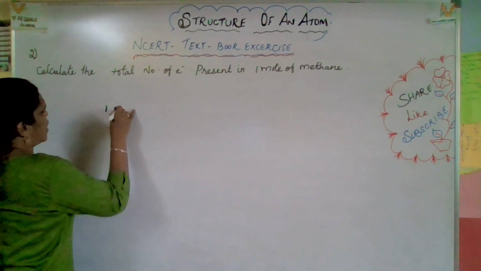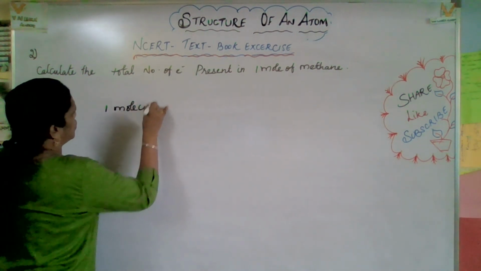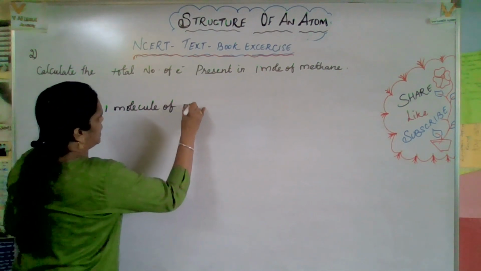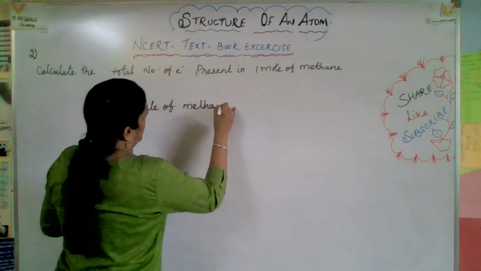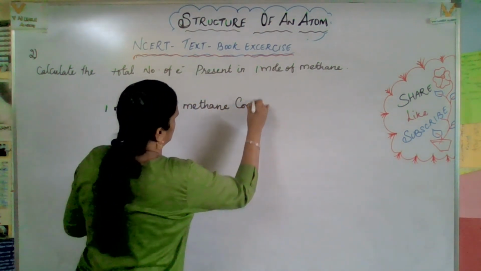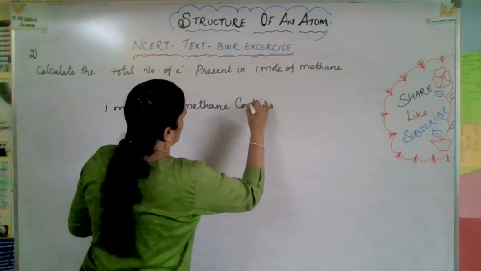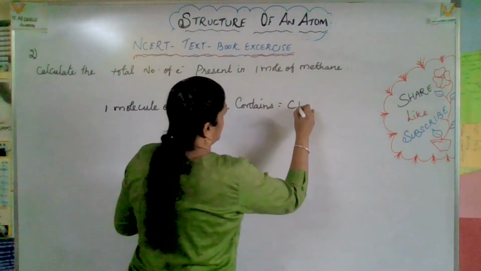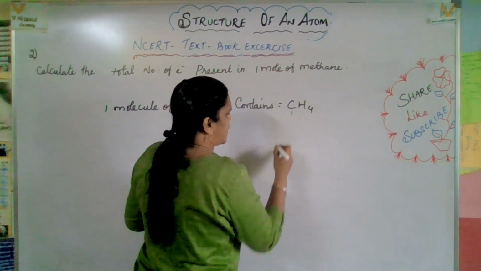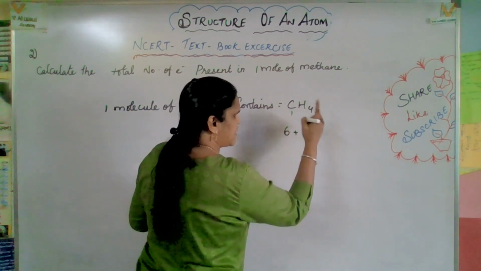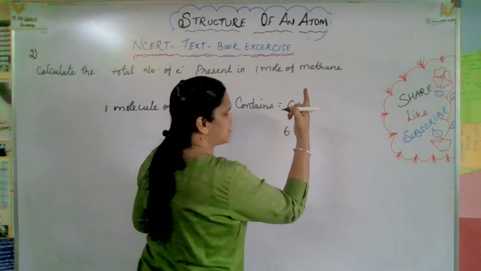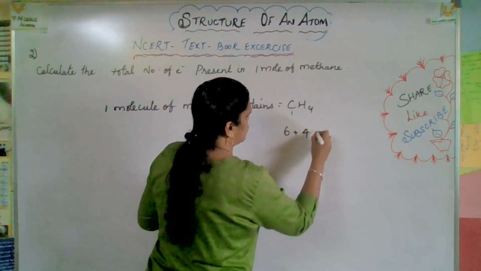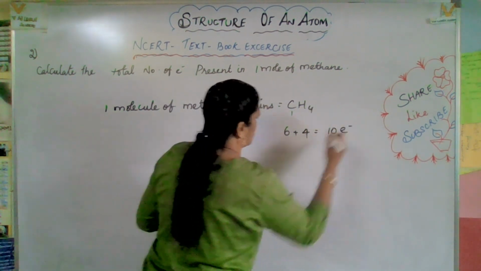1 molecule of methane contains how much? Here CH4, carbon atomic number 6 plus hydrogen atomic number 1. How many hydrogens are here? 4. So here also 4. So altogether 10 electrons are there.